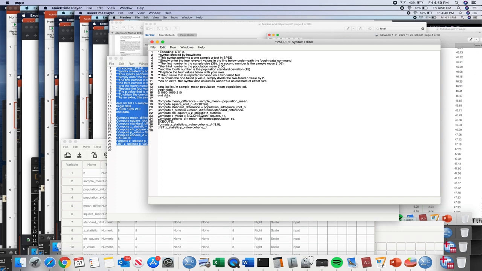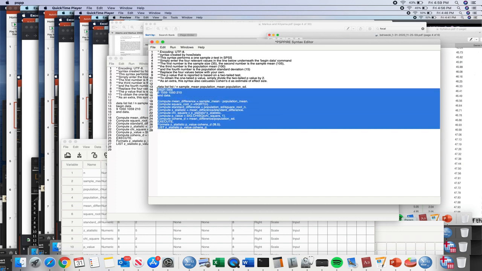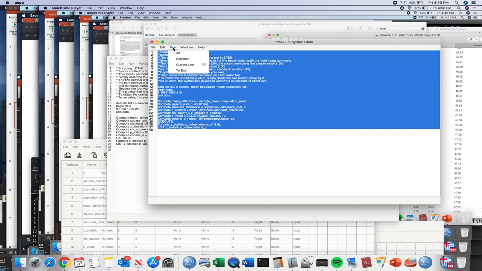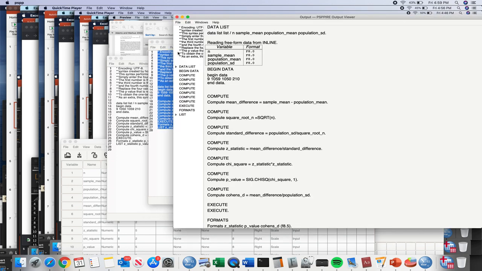Sample mean. Well, my sample mean is 1059. My known population mean is 1050. And my standard deviation is 210. If you look here and you want to get into the math, you can figure out that it's doing everything we've talked about so far. So I'm just going to go ahead and run all of this right here.